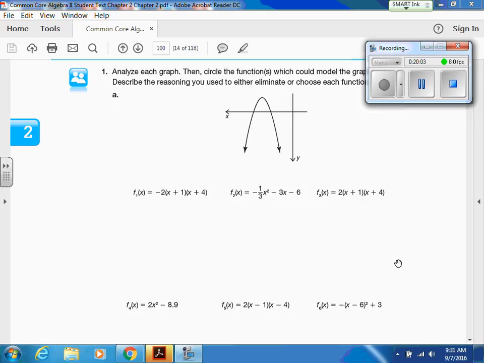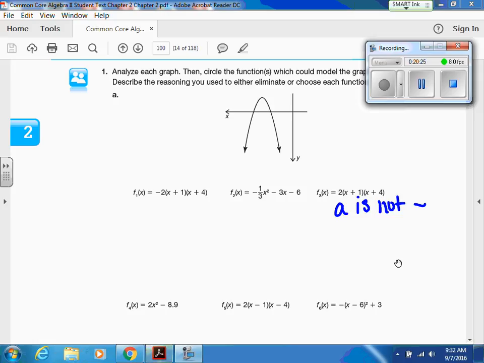Why? Which way does this open? Down, which means what? A has to be negative, right? So what can I eliminate? X3, X4, and X5. Okay. A is not negative. Okay? So see, like, I can do that for these three.